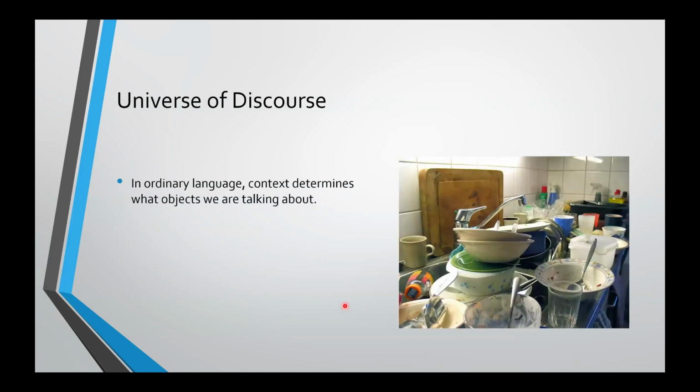Now, in ordinary language, when we're talking about objects, context determines which objects it is that we're talking about. So, for example, suppose that a speaker angrily says, "You left me all the dishes." This does not refer to all the dishes in the world, right? It refers to the dishes in the particular home or apartment or house or wherever where the speaker is. It's those particular dishes that the speaker is referring to, and that's something that is determined by the context.